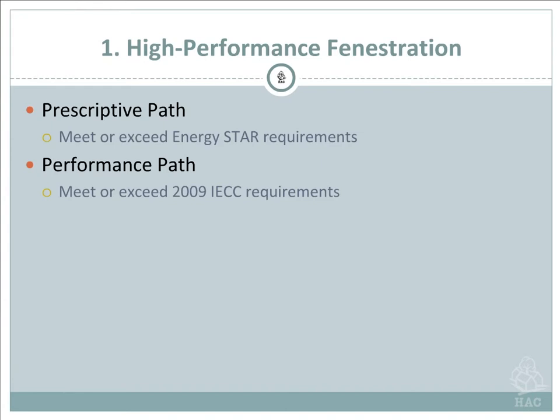Again, you're going to have to pick from the very beginning whether you're going to go with a prescriptive path or a performance path. You need to decide this up front. It's not that at the time the inspector or your HERS rater comes in and does an inspection and some of the things are failing, you decide to go to performance. So you need to pick this up front and stick with it. And then in the end, when you get your checklist, prescriptive means you're going to meet or exceed Energy Star requirements. We'll talk about those as we go through the whole program and the checklist.